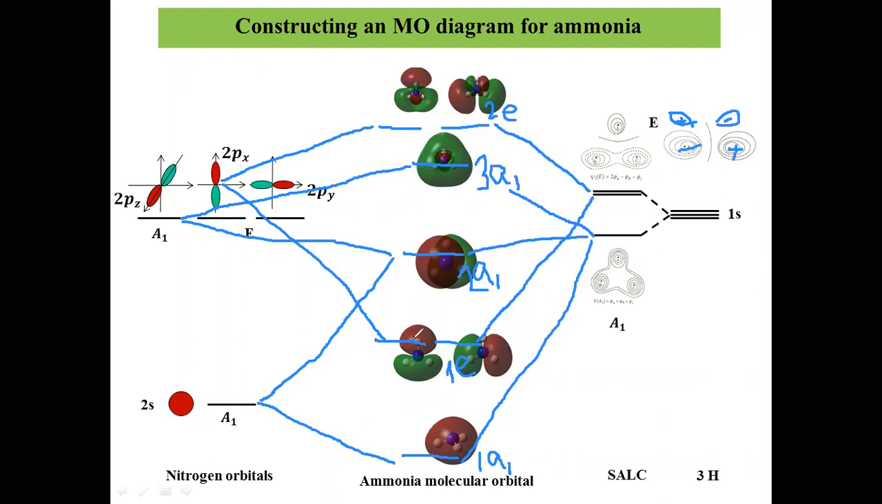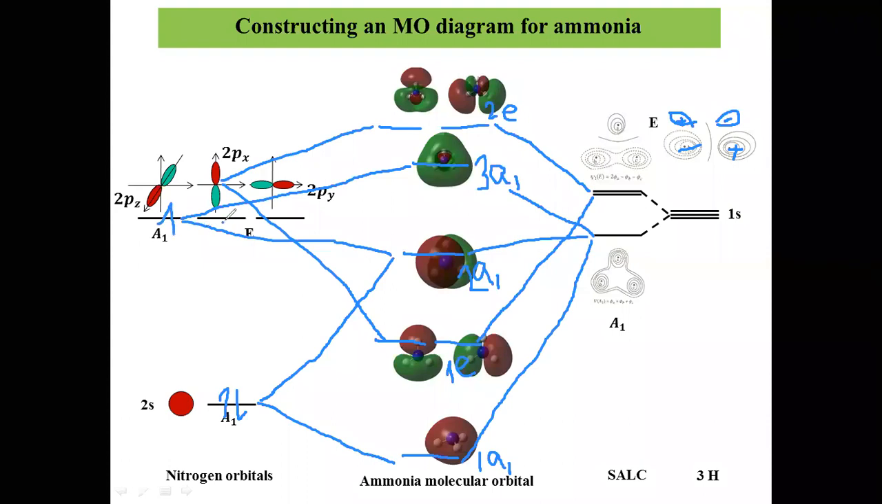Right. Okay, now let us put the valence electrons. How many electrons do we have? So 2s, I'm having 2 electrons. Then how many electrons am I having?